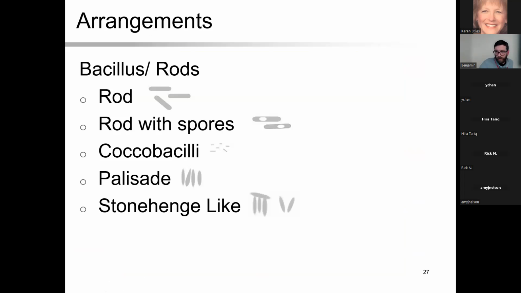Okay, so arrangements. You can have gram-positive and gram-negative rods. Gram-positive rods, more commonly you'll see with spores in the middle, which will be these obvious little white spots. Coccobacilli, like here, Haemophilus, are very tiny, and those are going to be gram-negative. And then your palisading and your Stonehenge-like, these are going to be like your diphthoids, gram-positive rods, and they'll be stacked like this, and like Stonehenge, they'll be kind of back and forth.